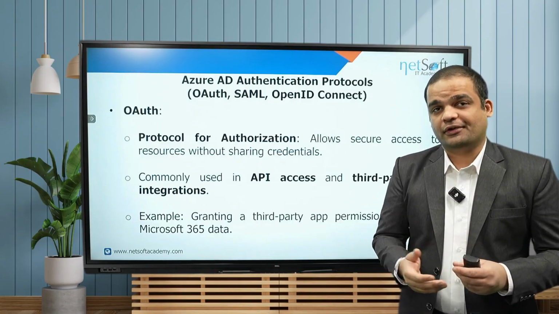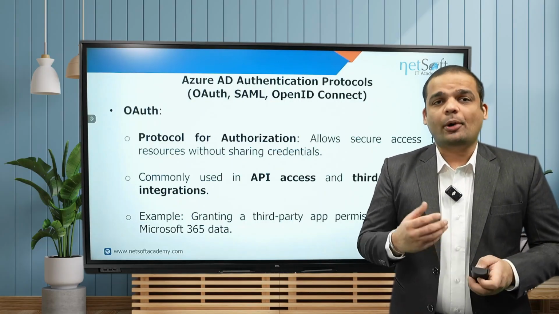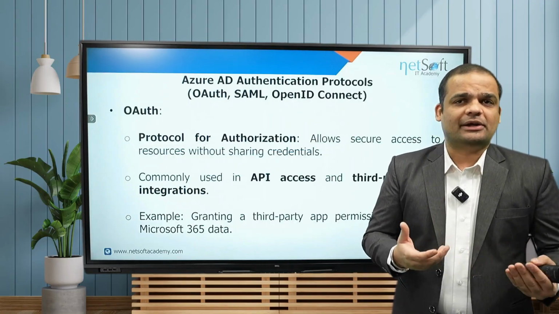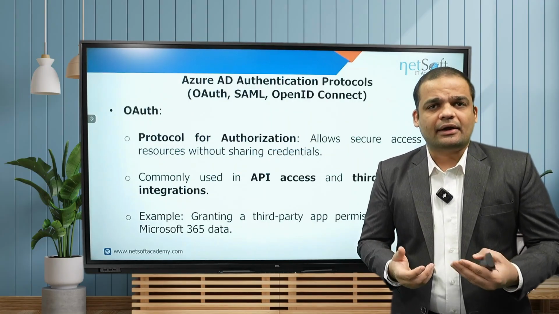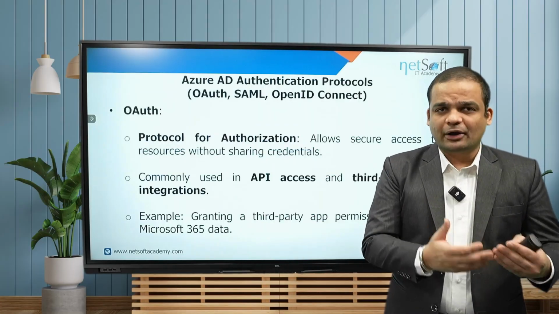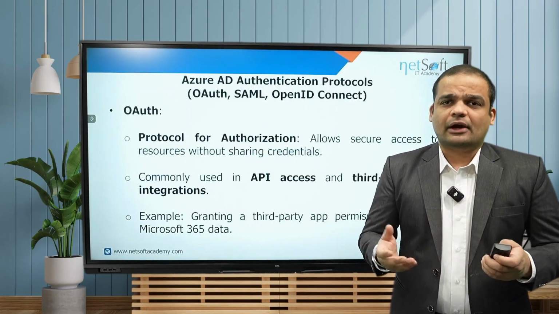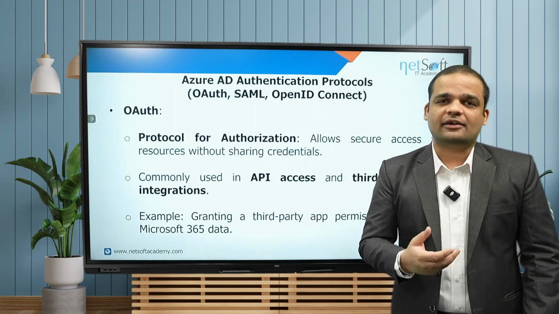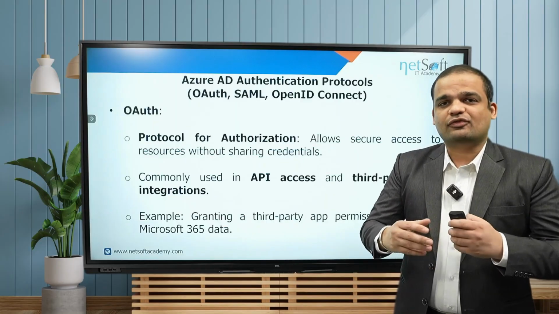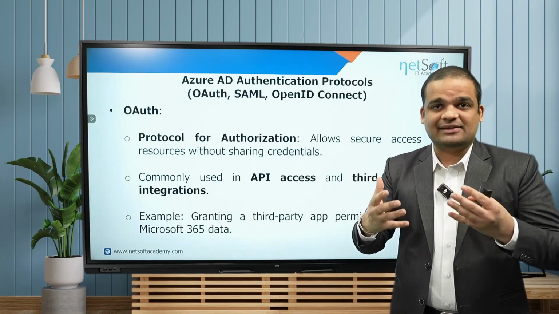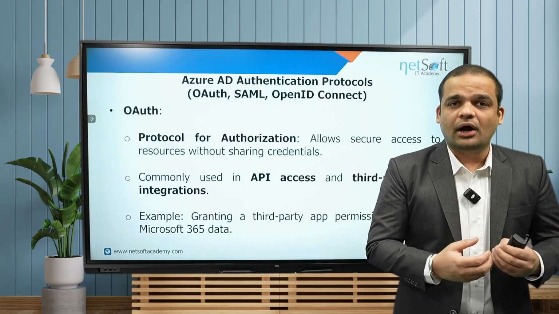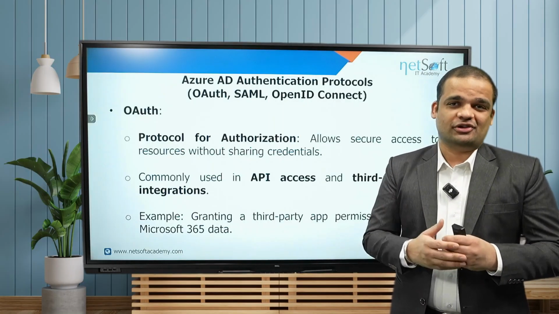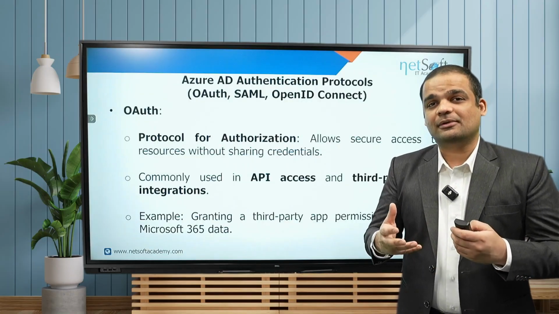Now, how does it actually work? Well, OAuth is commonly used for API access and integrating third-party applications with services like M365, or Microsoft 365. For example, when a third-party application needs permission to access Microsoft 365 cloud interface data, OAuth will grant this access without exposing user credentials. So that is the responsibility of OAuth.